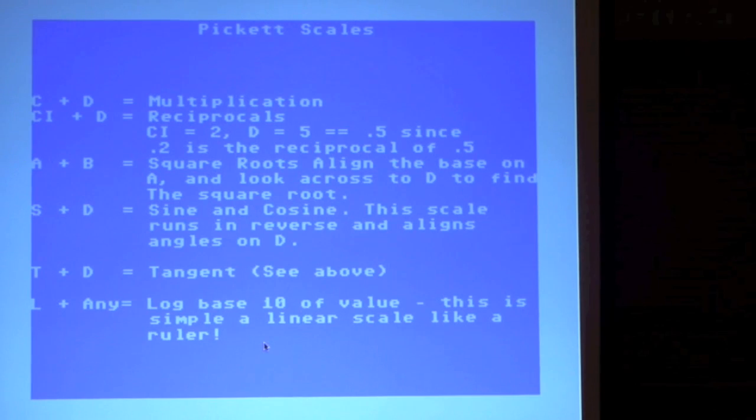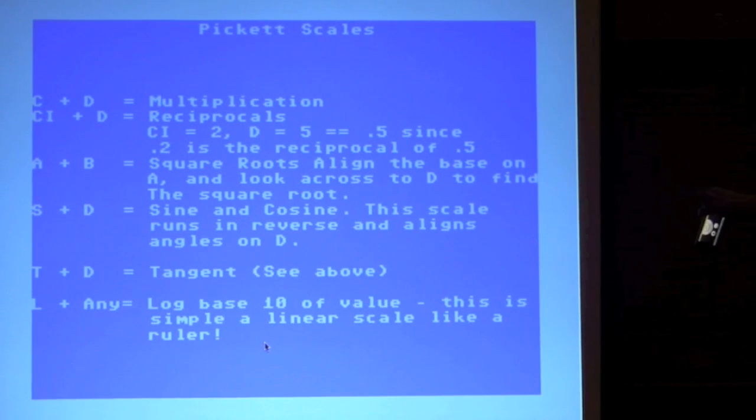These are the ones that I do know. The C and D scale, you can see there's a C scale on the inside, the D scale is on the outer loop. That's for basic multiplication. CI is the inverse of the standard C scale, so that will allow you to compute reciprocals. You can see the example there. You line up 2 and 5, and it will give you 0.2, since 0.2 is the reciprocal of 0.5.